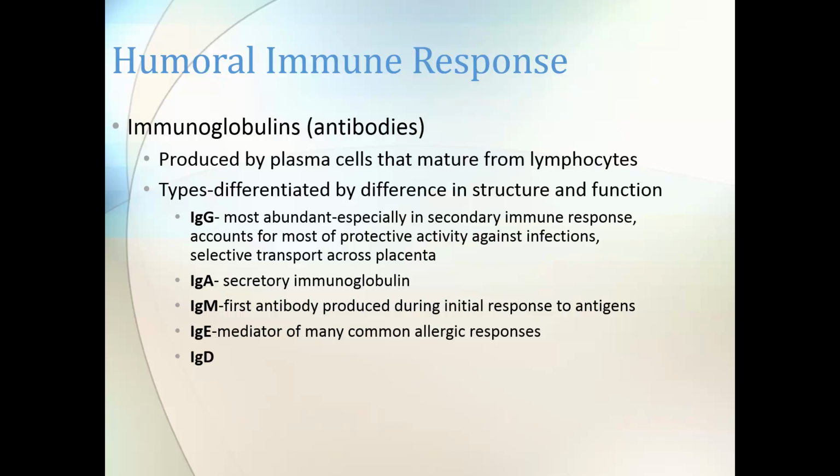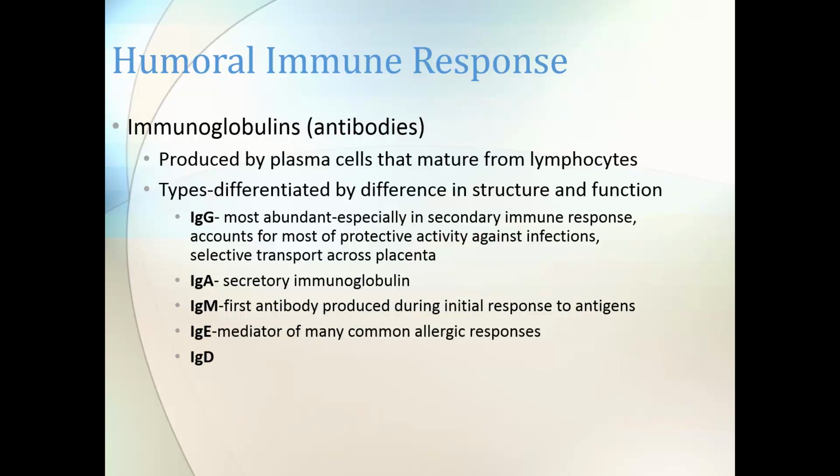The first one that I have listed here is immune globulin G. Anyone remember this or talked about it? Okay, good. So this is kind of a review. Immune globulin G is for sure the most abundant, especially in secondary immune responses. So especially the second time someone's exposed to that particular antigen, these really are there. They're really abundant, especially in that second immune response.